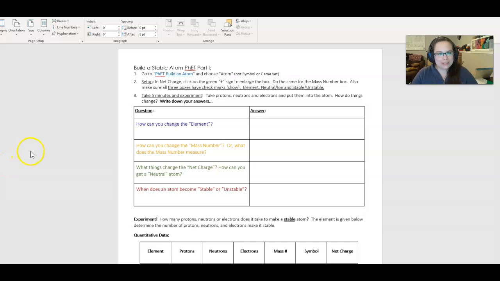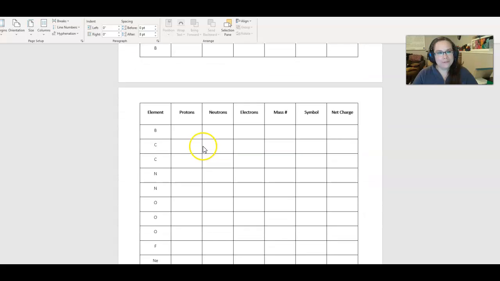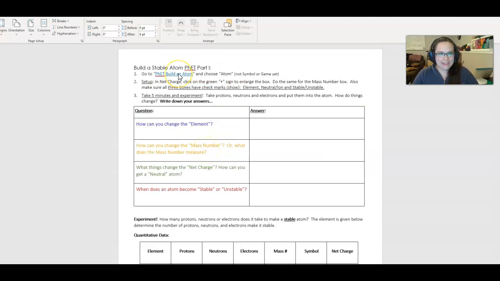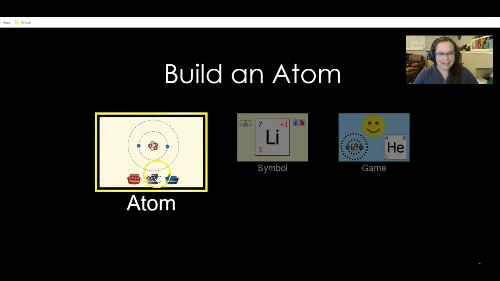So in the resources section of the class, I've included this page. As usual, you don't have to print it. If you want to, you're welcome to write your answers in your notebook. Step 1 says go to PhET Build an Atom and choose Atom. So this is PhET Build an Atom. It should look familiar. And when you get here, hit the play symbol and then click on Atom.